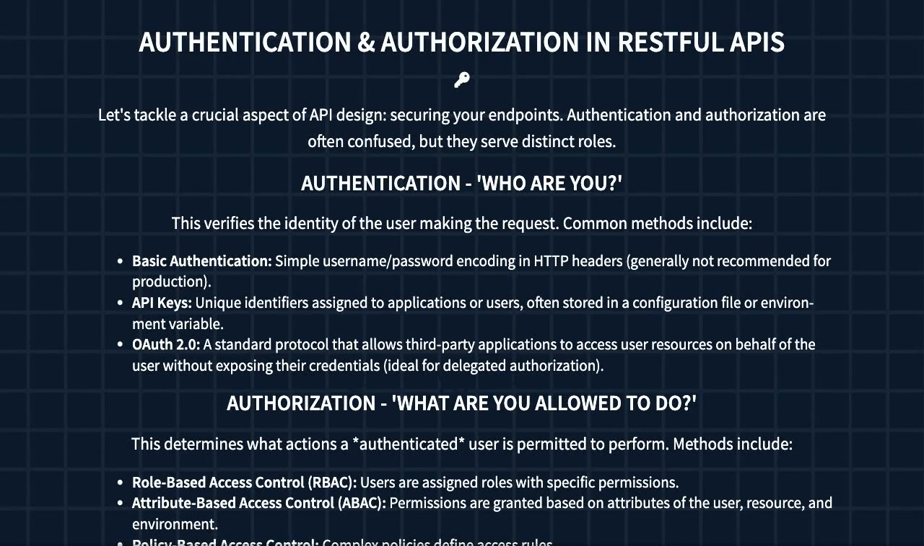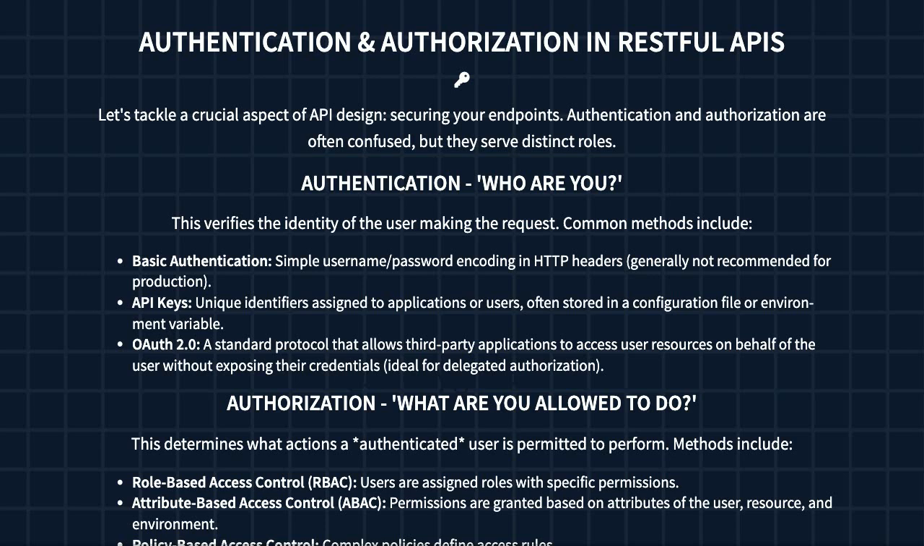Okay, let's talk about securing your REST API, specifically how we handle who's trying to access it and what they're allowed to do. Think of it like a nightclub. Authentication is checking if you have a valid ticket proving who you are, while authorization is determining whether you're on the VIP list and can get into a certain area, maybe the dance floor or just the bar.